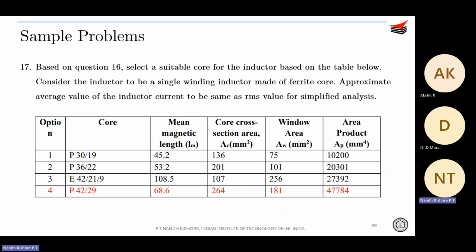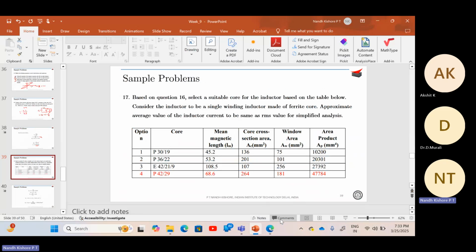Second question, based on question 16, select a suitable core for the inductor based on the table below. Consider the inductor to be a single winding inductor made of ferrite core. Approximate average value for the inductor current to be same as RMS value for simplified analysis.